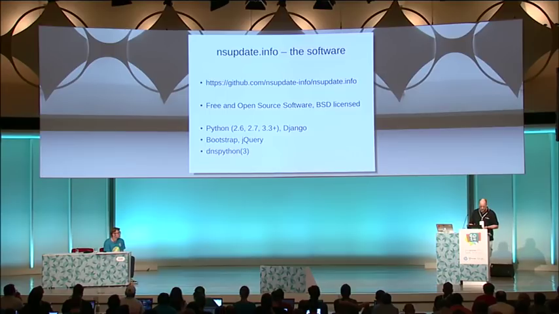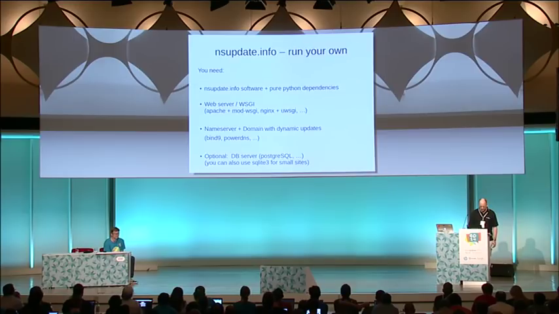nsupdate-info is the organization. It's BSD licensed, Python, Django, Bootstrap, jQuery, and a library called DNSPython that does all the low-level DNS stuff. You can run your own instance on your own server. You need the software, a web server, WSGI, a name server, and a database server. But you can even use SQLite 3, so no big data, no big database needed.